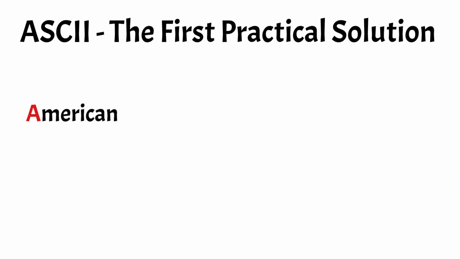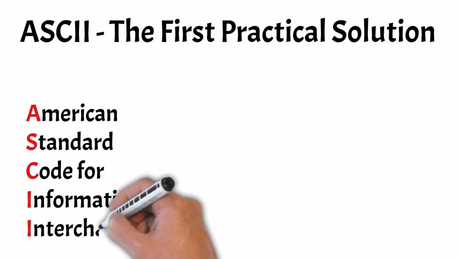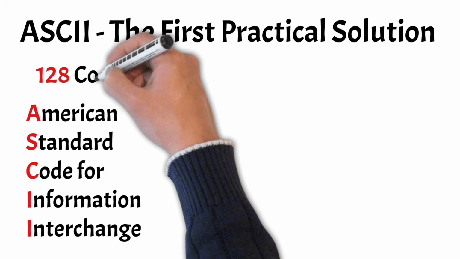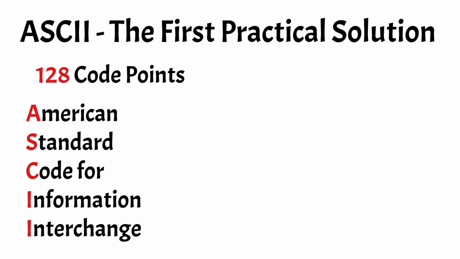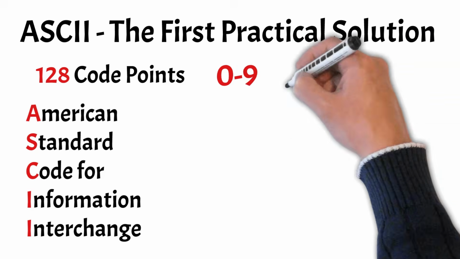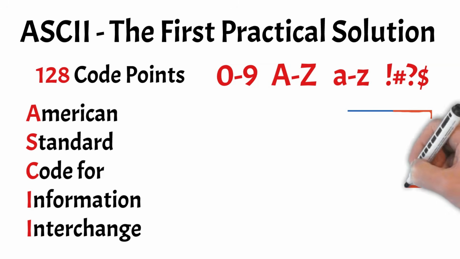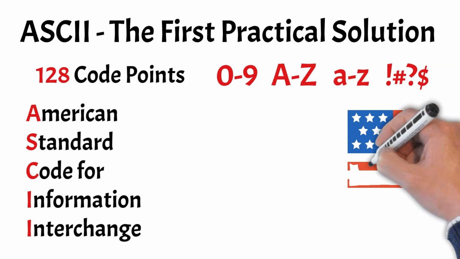You may have already heard about ASCII. ASCII stands for the American Standard Code for Information Interchange, and it was one of the first widely adopted text encodings. It defined a fixed set of 128 characters, covering numbers, uppercase and lowercase English letters, and basic punctuation. This made it possible for computers to exchange text reliably for the first time.